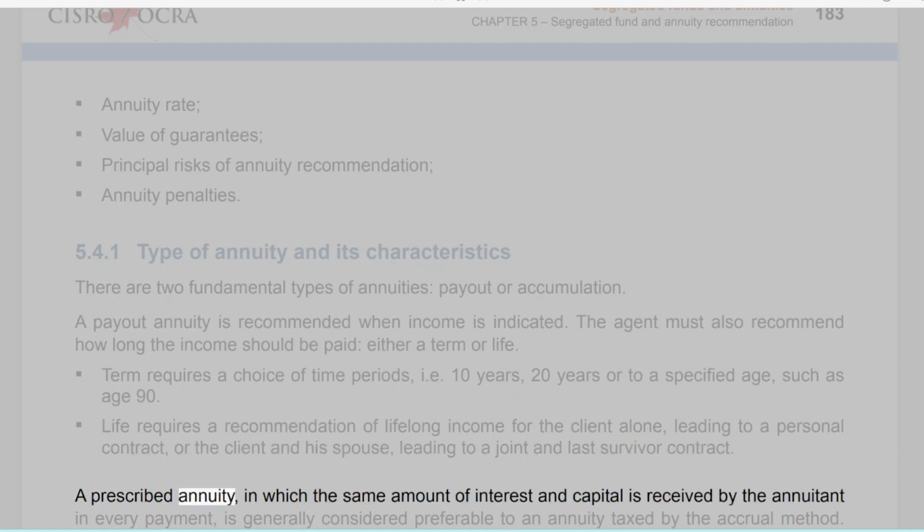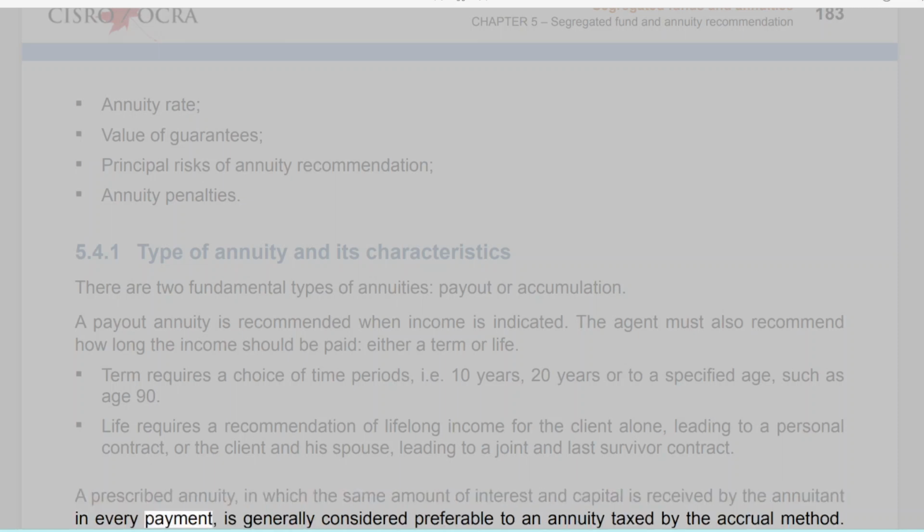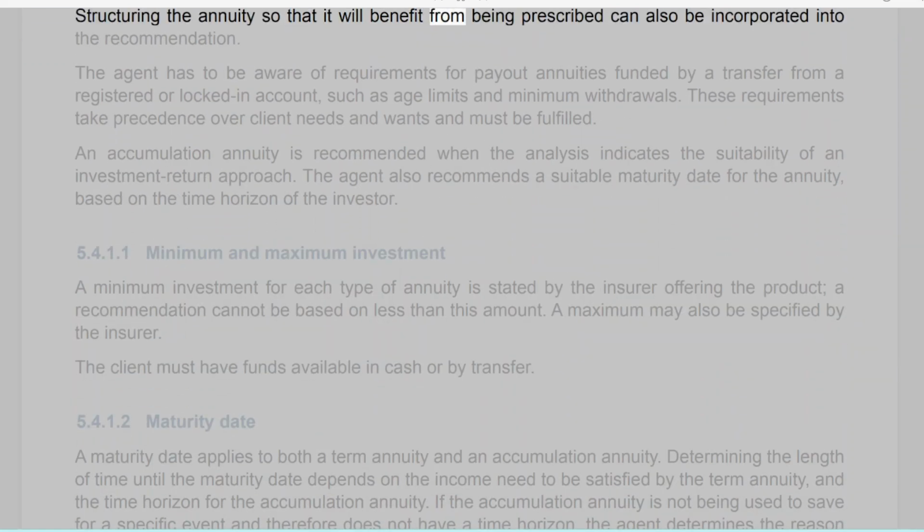A prescribed annuity, in which the same amount of interest and capital is received by the annuitant in every payment, is generally considered preferable to an annuity taxed by the accrual method. Structuring the annuity so that it will benefit from being prescribed can also be incorporated into the recommendation.